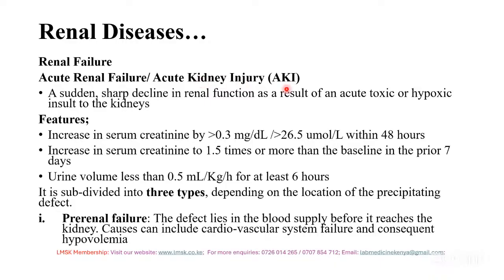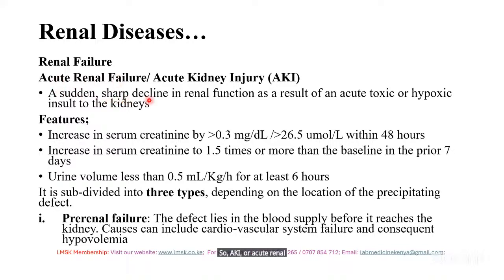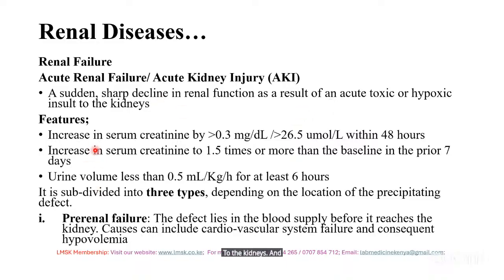I needed to mention AKI and CKD. So AKI or acute renal failure is just a sudden sharp decline in renal function as a result of an acute toxic or hypoxic insult to the kidneys. And it has these features here. We have increased serum creatinine by more than 0.3 milligrams per dL from the baseline, whichever the baseline is. And then an increase in serum creatinine to more than 1.5 times. This is within 48 hours. This is more than 7 days from the baseline.